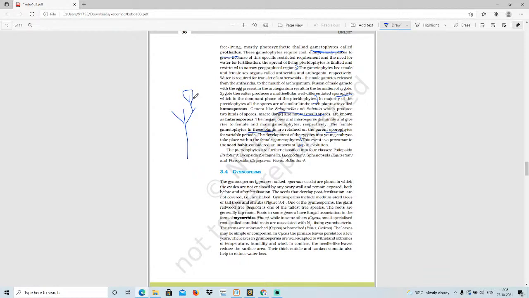So the female gametophyte is retained in the sporophyte itself. So the new plant will not occur separately, but in the heterosporus type, there is a possibility that the new sporophyte comes from the existing sporophyte itself. So that's the point. Development of zygotes into young embryo takes place in the female gametophyte. This event is a precursor to the seed habit, considered an important step in evolution.